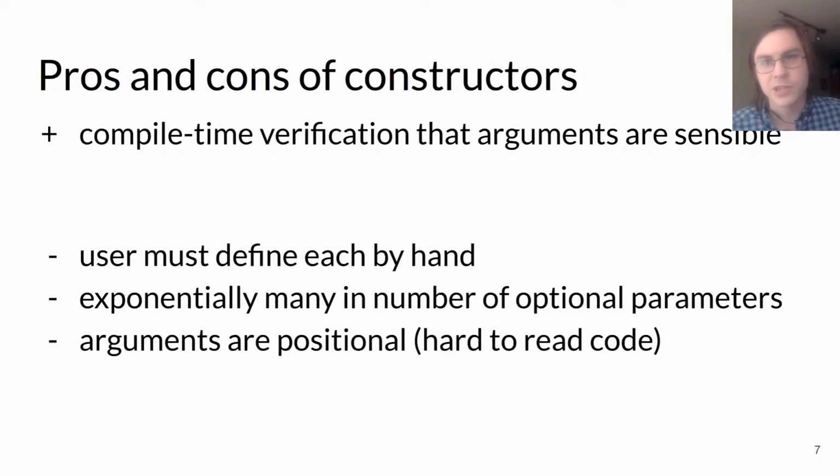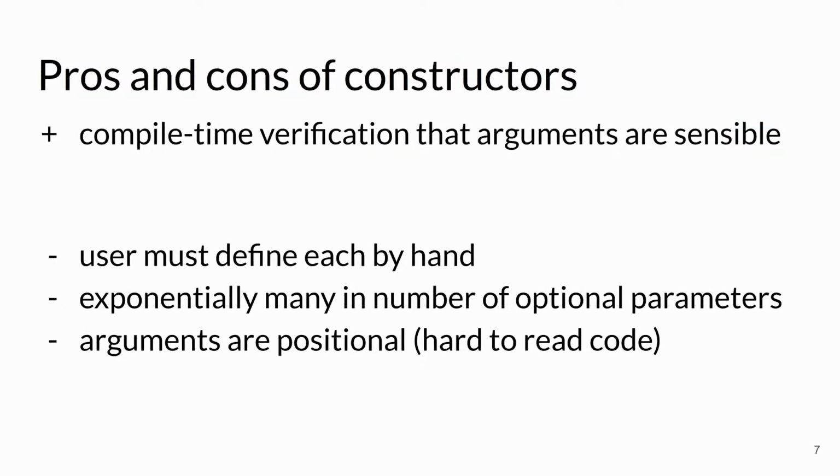So the programmer has to write each one of them by hand. And especially when you're considering classes with many optional arguments, that can take a long time because the number of constructors that you need is exponential in the number of optional parameters. So for example, in the user identity, we had just 1 optional parameter, but we still needed 2 constructors, 1 with it and 1 without it. And if we have more optional parameters, we'll need every possible combination. And finally, the arguments to constructors are positional, which can make it difficult to read code and inspires things like named parameters in Python.